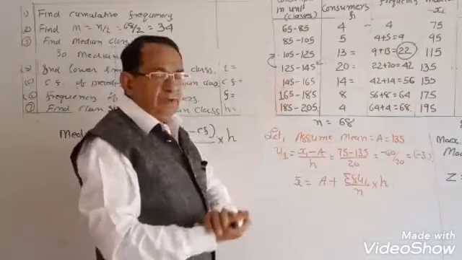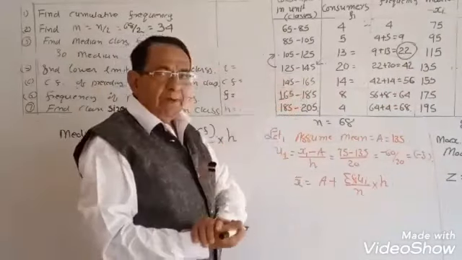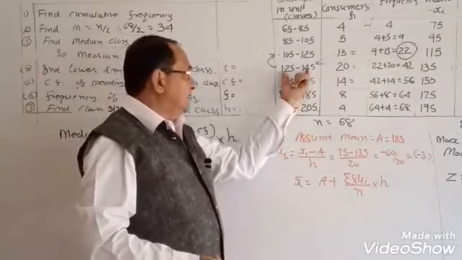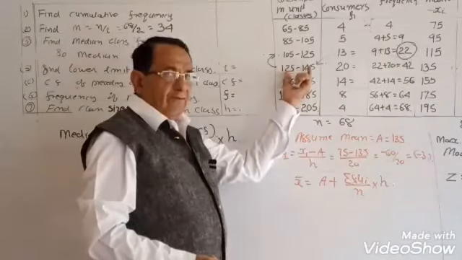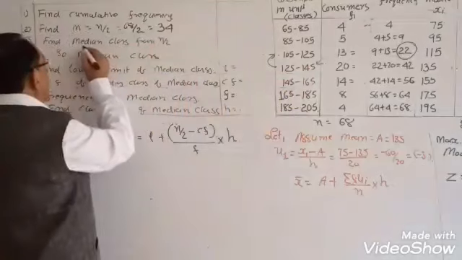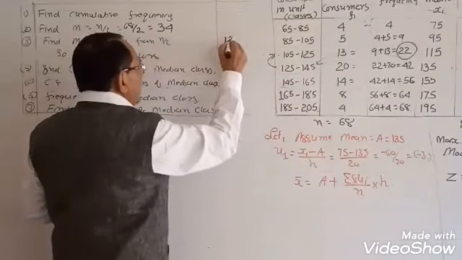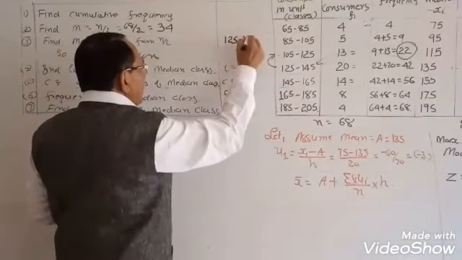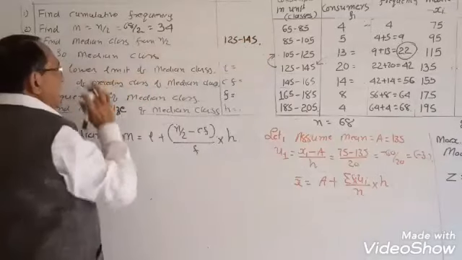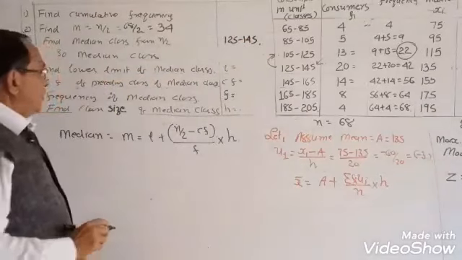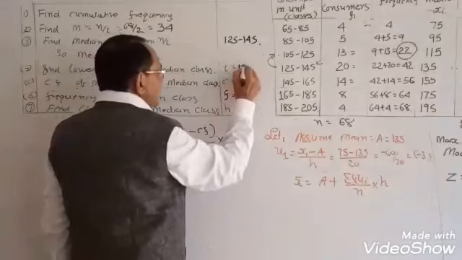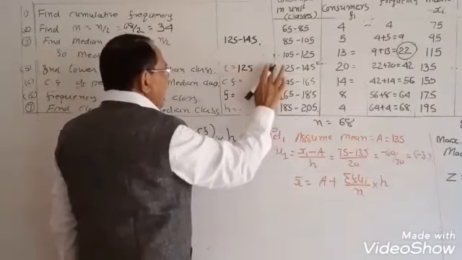So what is the name of this class? Median. Median lies in this way, 125 to 145. So the median class is 125 to 145. That is your median class. Lower limit of the median class, 125.